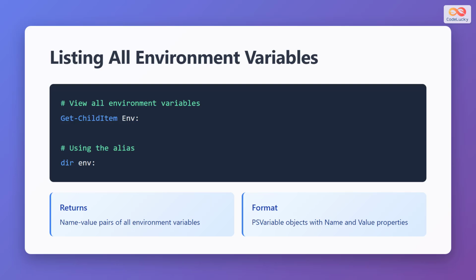Sometimes you need to see all the environment variables available on your system. PowerShell makes this easy with the Get-ChildItem cmdlet. Simply run Get-ChildItem env: to view all environment variables as name-value pairs. You can also use the shorter alias for the same result. The output displays each variable as a PS variable object with name and value properties, giving you a complete overview of your environment configuration. This is particularly useful when troubleshooting or exploring what variables are available on a system.